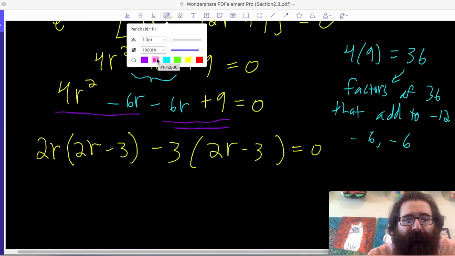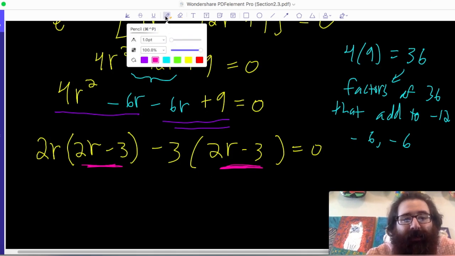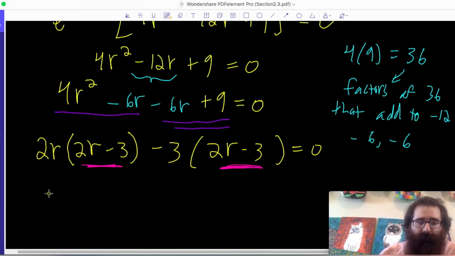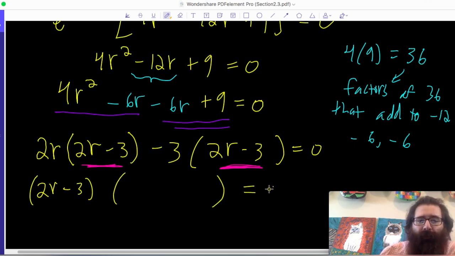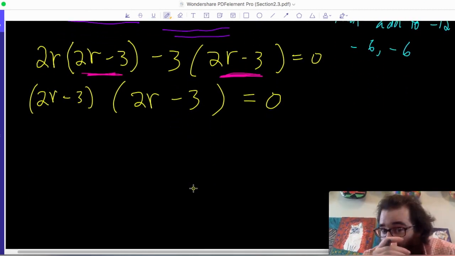Now we can finish this with factoring by grouping, since this 2r minus 3 in parentheses appears in both terms. That means I can factor it all the way out. So factoring that all the way out in front, 2r minus 3. And then I write all the stuff that's left behind in the last set of parentheses. That just so happens to also be a 2r and a minus 3, which starts to show me that I have another one of these repeated roots happening.